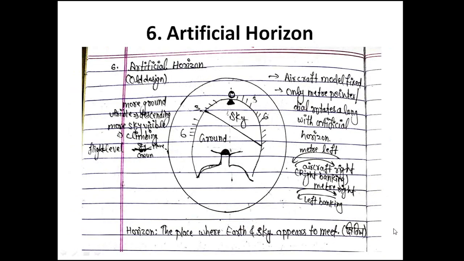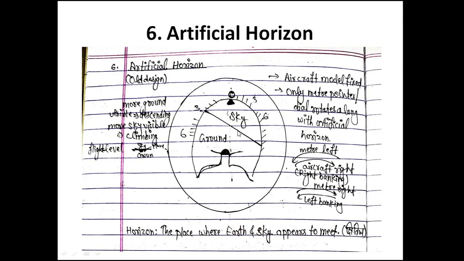Now the most important instrument, the artificial horizon. There are two designs, one is the old design and the other is the new design. I have explained both designs. First we need to know what the horizon is. Horizon is a place where earth and sky appear to meet, जिसको हम हिंदी में क्षितिज बुलाते हैं, जहाँ पर धरती और आकाश मिलते हुए हमें प्रतीत होते हैं. The place where earth and sky appear to meet is called the horizon.